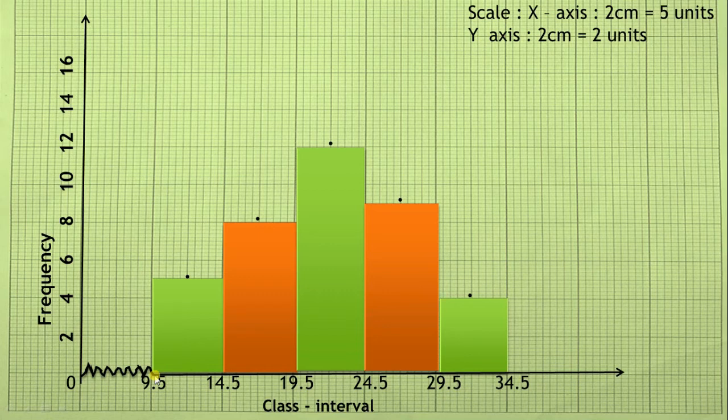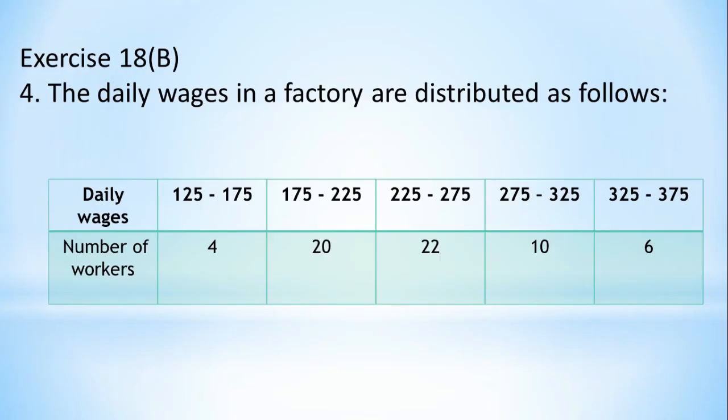Then mark the midpoints, and before joining, what do we need to do, children? We need to mark a midpoint before the first class and after the last class. Now join the midpoints to get a frequency polygon. As I have done on the computer screen, the points and lines may not be so exact. You just use your scale and join the points properly.